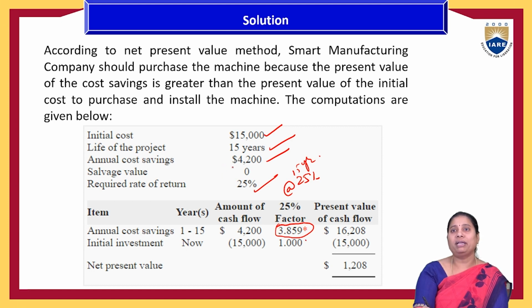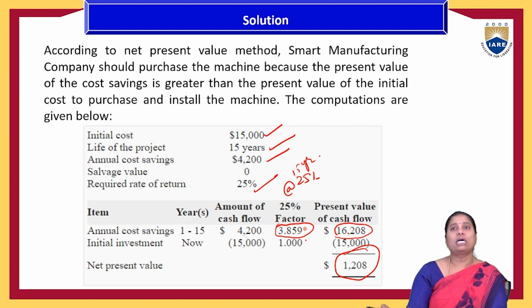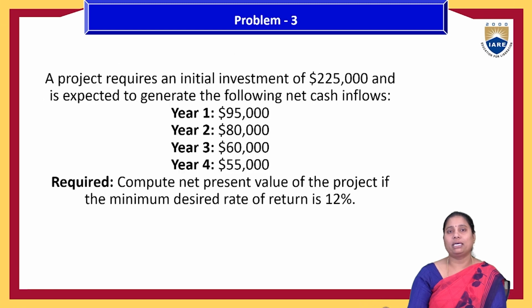Then if we apply it to the 4,200 rupees, its value is 16,208, and they are investing 15,000. As per the present value of the money, they are going to get a profit of 1,208 rupees. As per this, it is better for them to purchase that particular machinery for the association.